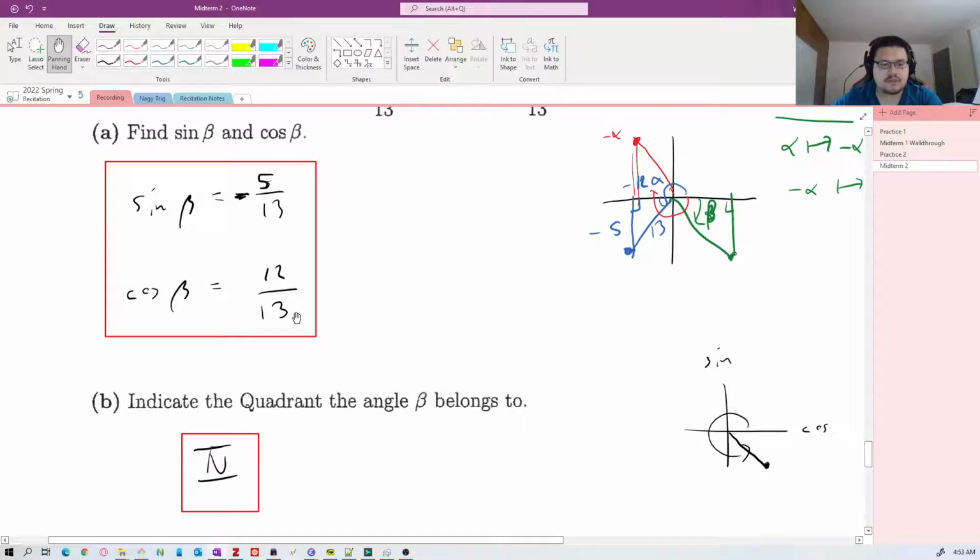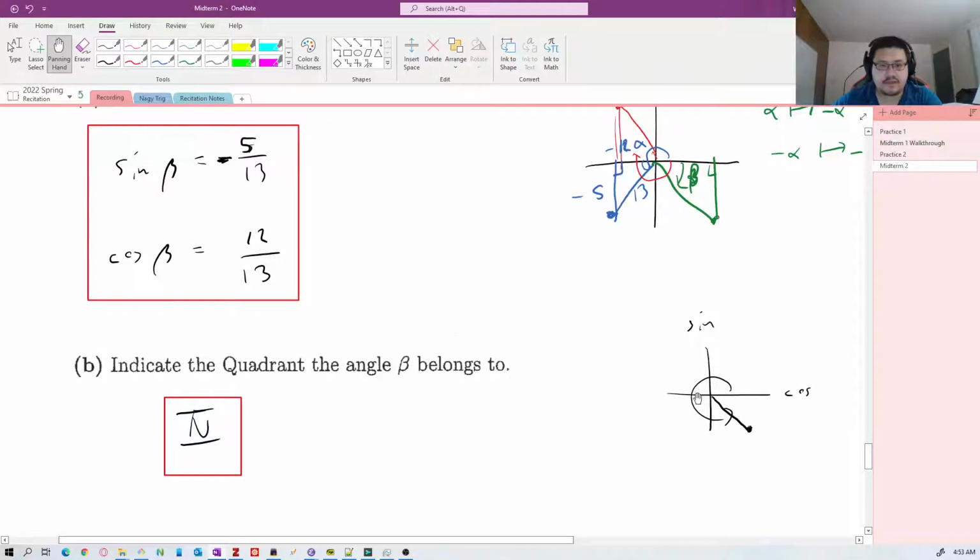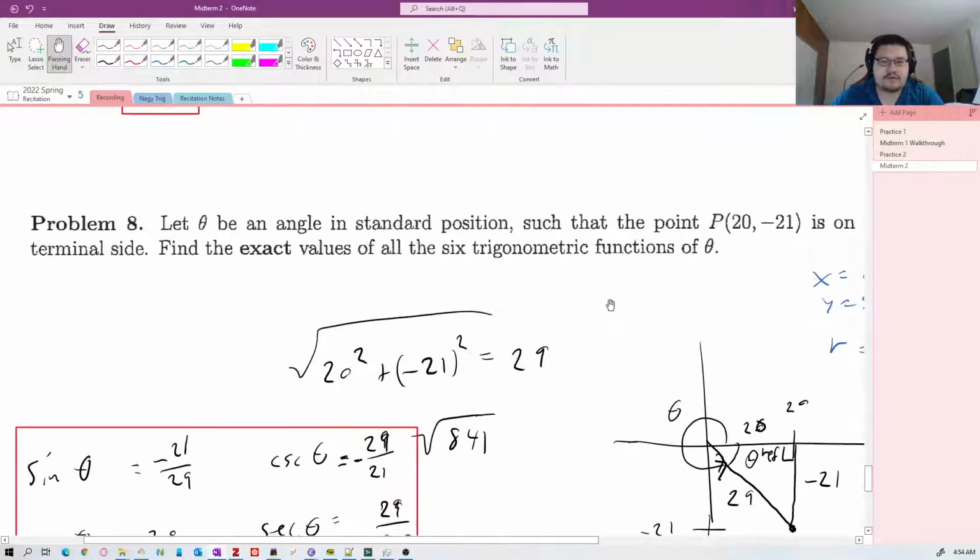Well, it's about which values are positive and which values are negative. A little bit of a trick I've used is to just draw a coordinate plane and label the axes cosine and sine, because cosine is x and sine is y. Then we see that cosine is positive, sine is negative. We've landed in the fourth quadrant. There we go. Done.